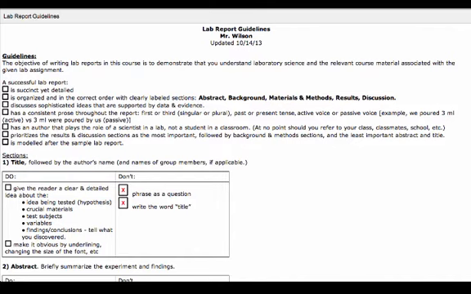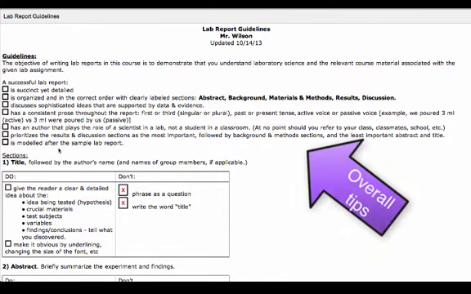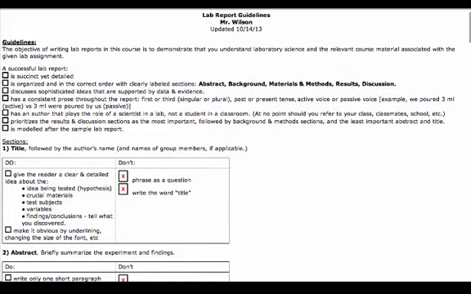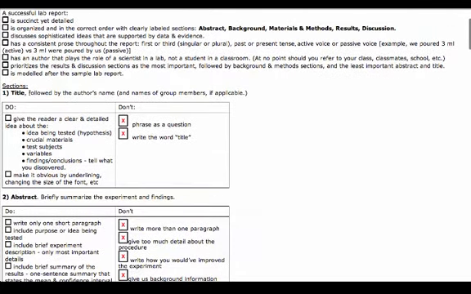So the lab report guidelines are here, and at the top of this document you can see I have some overall hints, or suggestions, that I think will be helpful as you're considering your entire lab report. And then I go through each section, and I give you a brief description of the section as well as some do's. So make sure you pay attention to this. These are things you should have or you should do, and there's some don'ts.